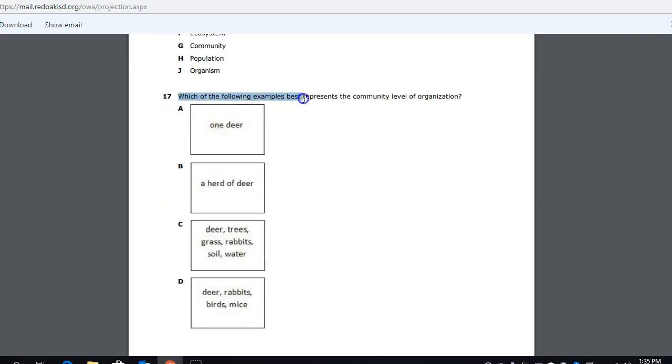Question 17. Which of the following examples best represents the community level of organization? Does community mean one deer, a herd of deer, deers, trees, grass, rabbits, soil, or water? Or D, deer, rabbits, birds, and mice? Which represents the community level?